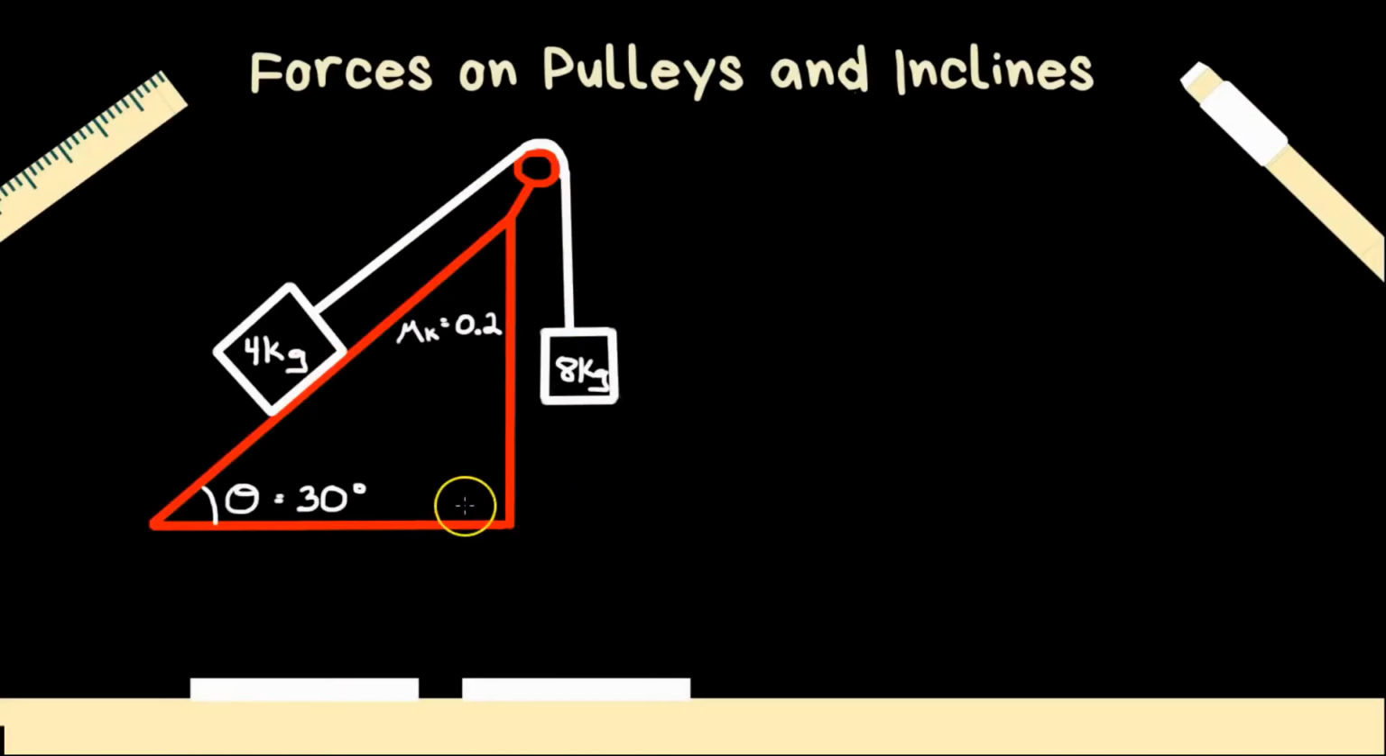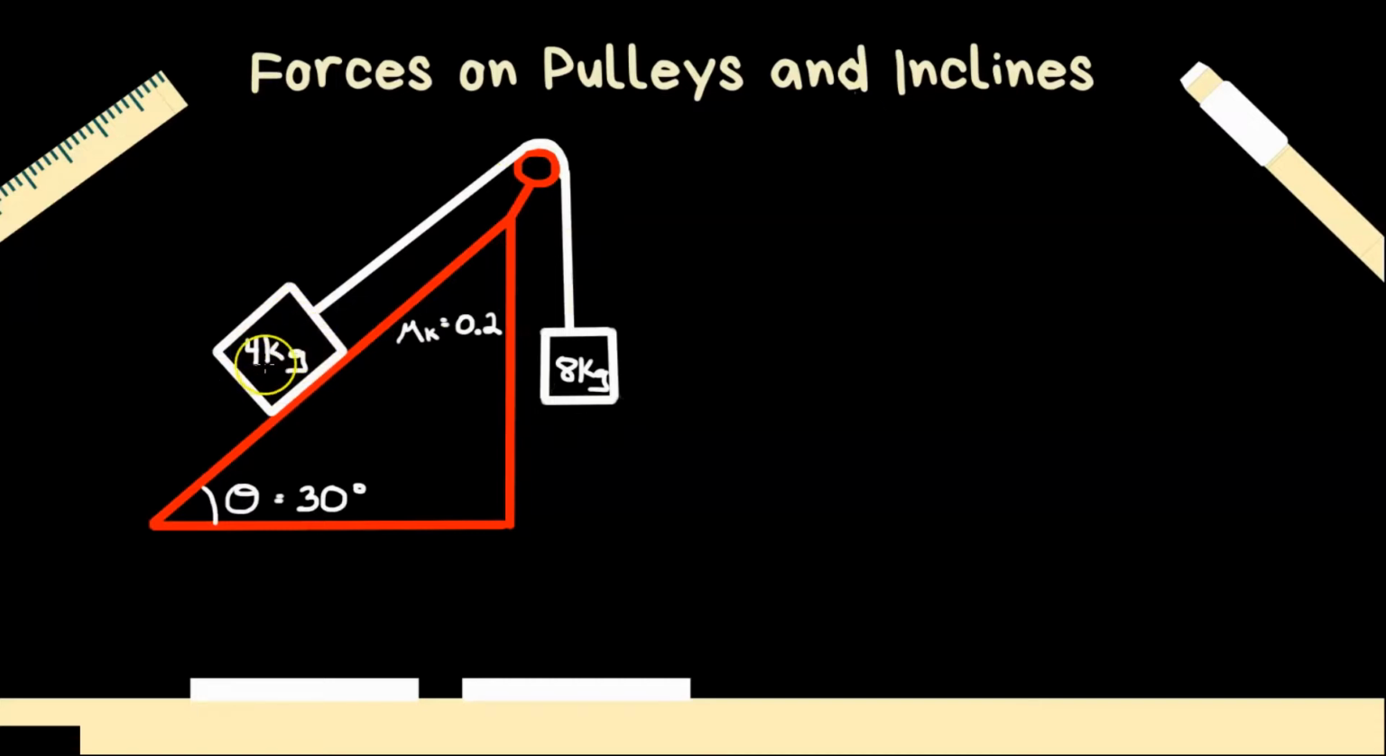So here's our problem. We have two masses connected by a rope over a pulley, where one of them is along a rough surface with a coefficient of kinetic friction of 0.2, and where the incline is inclined at 30 degrees. And we need to find the acceleration of the system, or just the acceleration of one of these blocks.